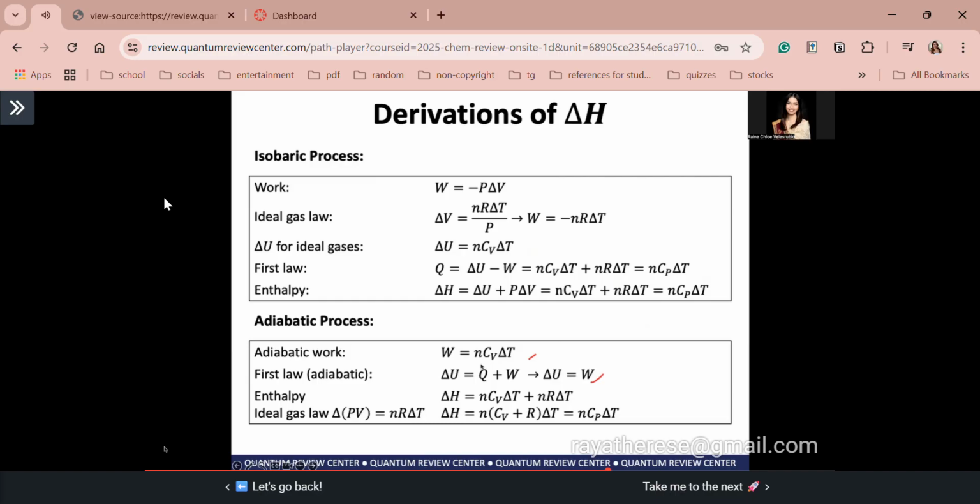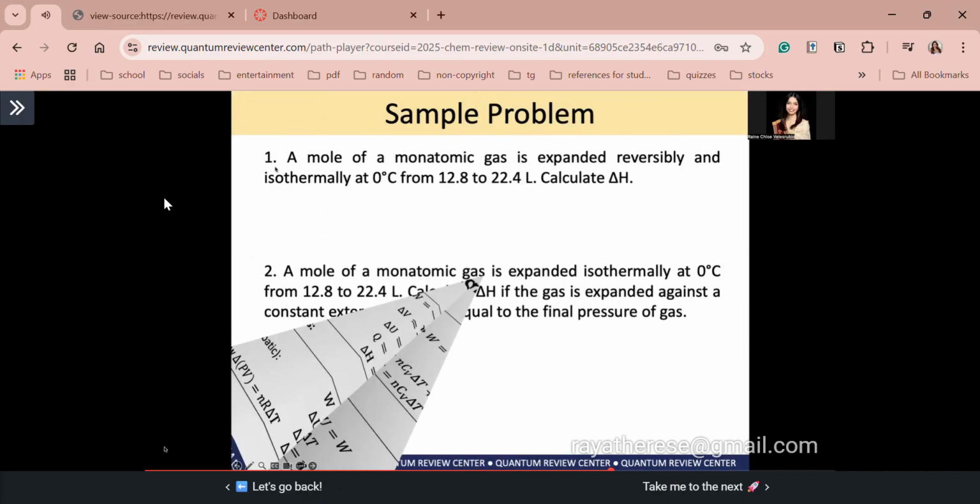Now, our enthalpy equation is this. Delta H is equal to nCv delta T, which is your delta U, plus PV, which is your work. So this is nR delta T. Again, we just isolate Cv plus R so you can get Cp. Thus, delta H is equal to nCp delta T for an adiabatic process. Okay. Now let's try to solve.